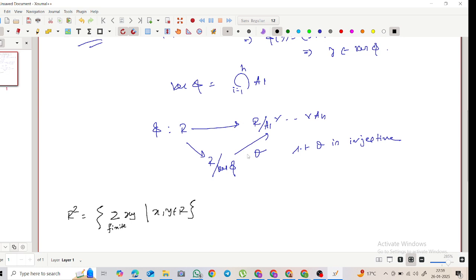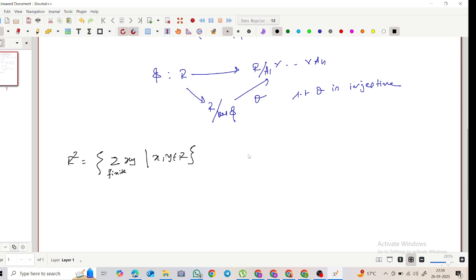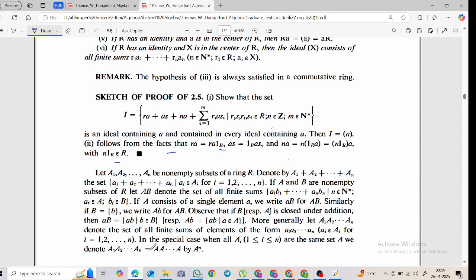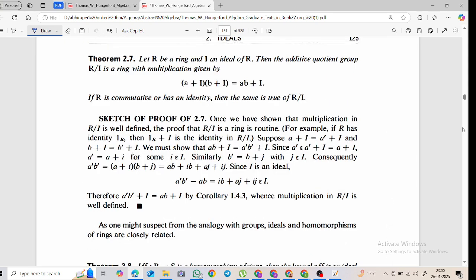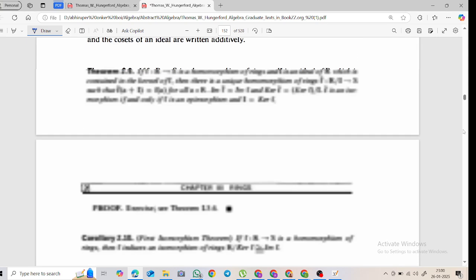Okay, let's see where we need this, whether we need this criteria at all. So we have to check that this map is surjective. Okay, so let's see what they are doing. Hungerford is a very good book actually.